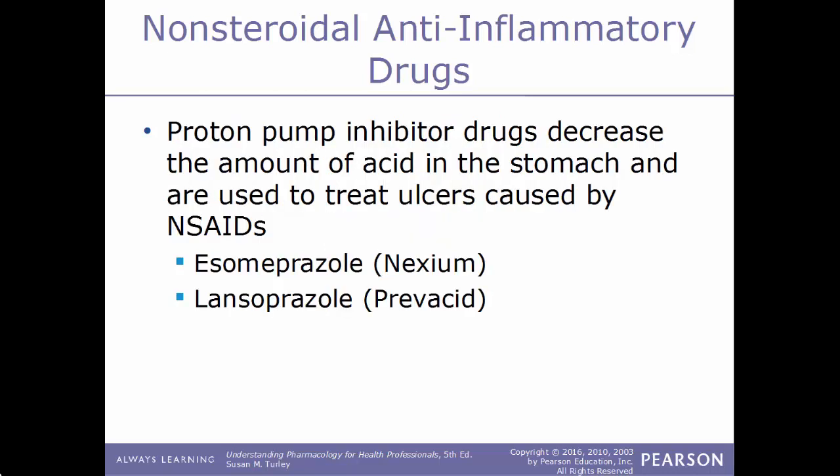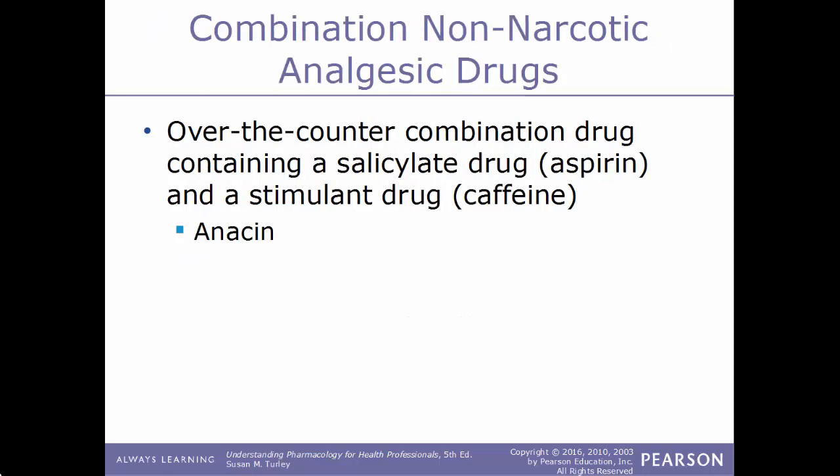Another way you can treat stomach upset or peptic ulcers that are caused by aspirin and NSAIDs is by using proton pump inhibitor drugs. And these work because they decrease the amount of acid in the stomach. Some examples of this type of drug would be esomeprazole, also known as Nexium, and also lansoprazole, which is known as Prevacid.